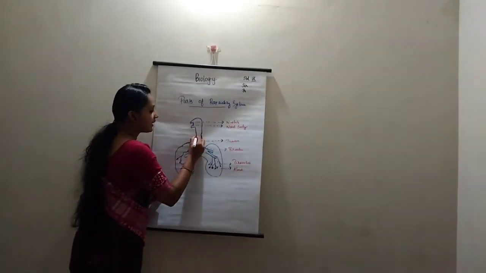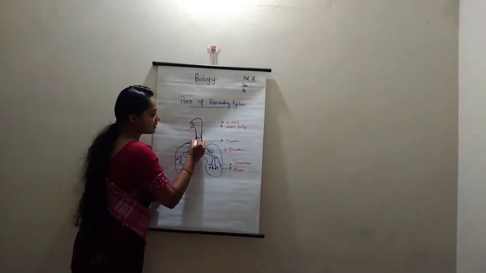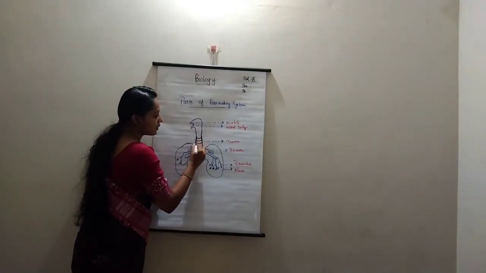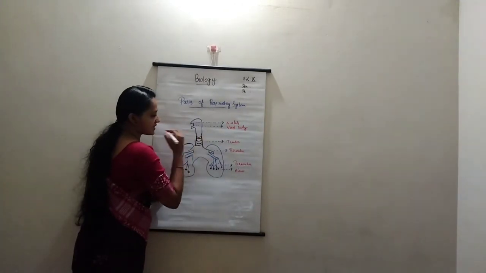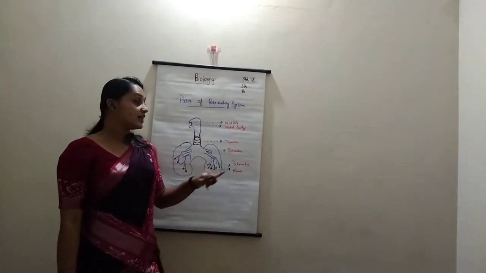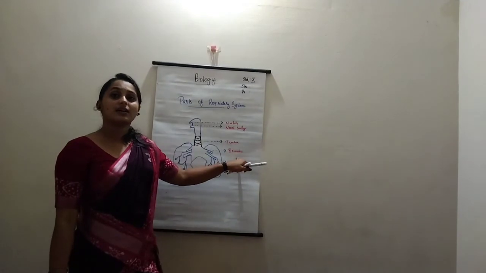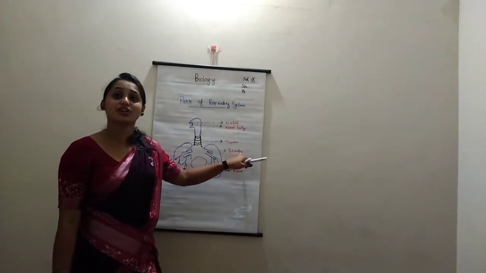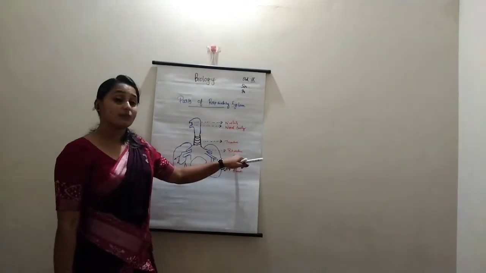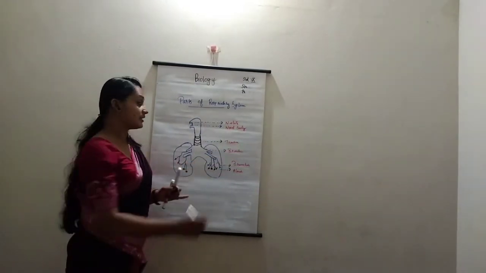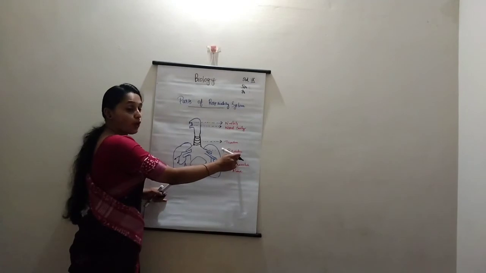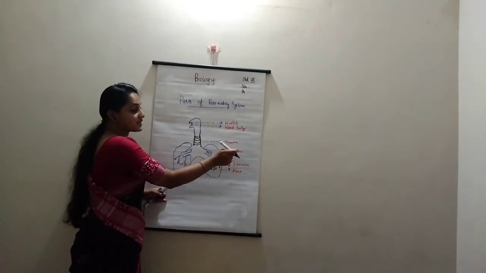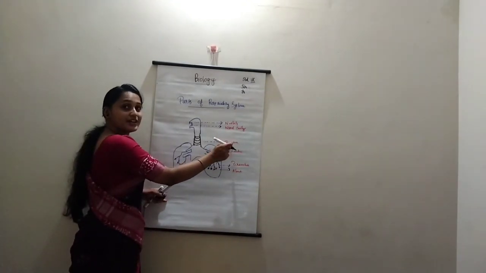There is a cartilaginous C-shaped ring present in the trachea. From the trachea, the bronchus is the branch of the trachea. The next part is the bronchus. Trachea, then bronchus. The bronchus is the branch of the trachea.